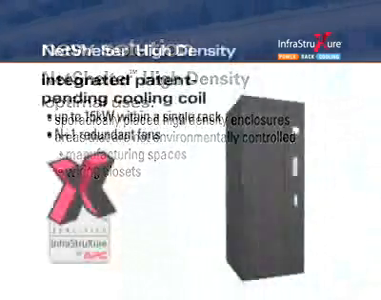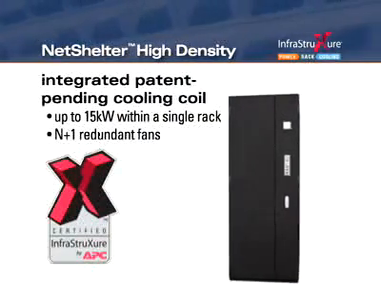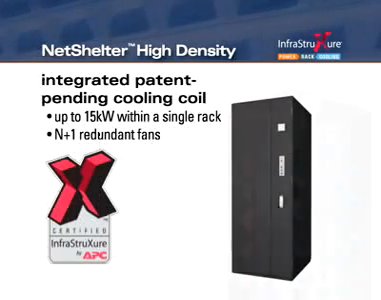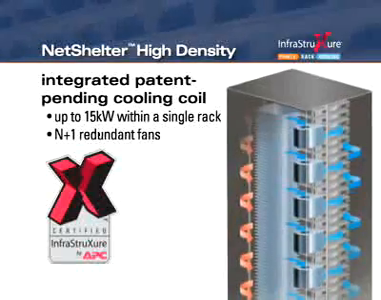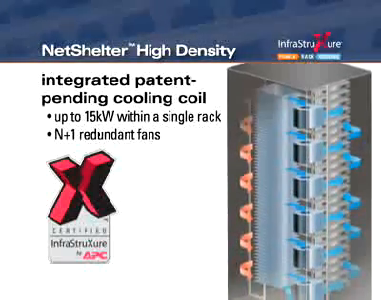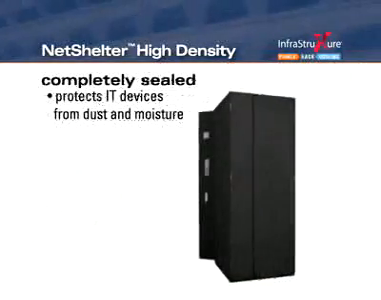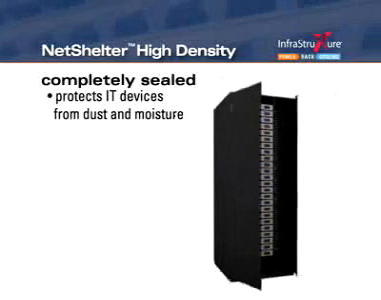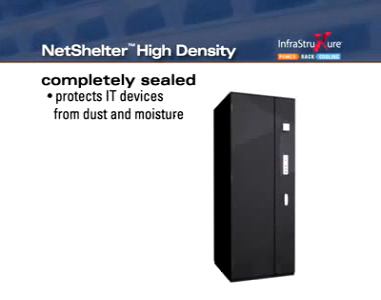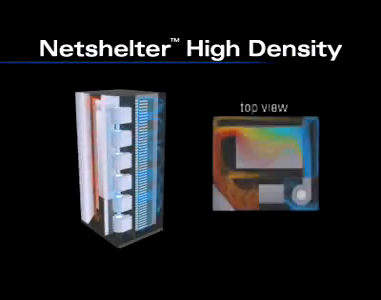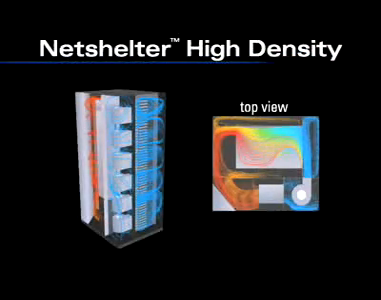The NetShelter HD. Using an integrated patent-pending cooling coil, the NetShelter HD delivers a cooling load of 15 kilowatts within a single rack. Designed for high availability, the fans are N+1 redundant. To protect the IT equipment from dust and moisture, the NetShelter HD enclosure is completely sealed to isolate the equipment from the rest of the room. The NetShelter HD cooling coil is mounted vertically within the rack. This enables an even flow of cool air in a horizontal plane to the front of each server.